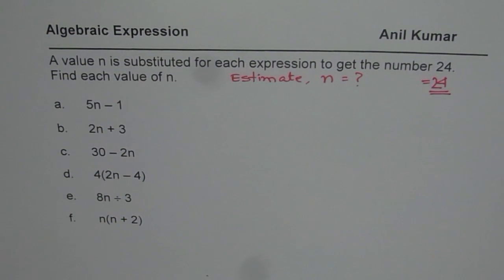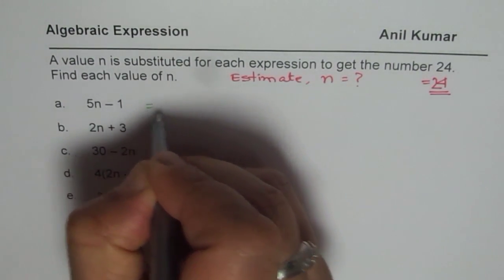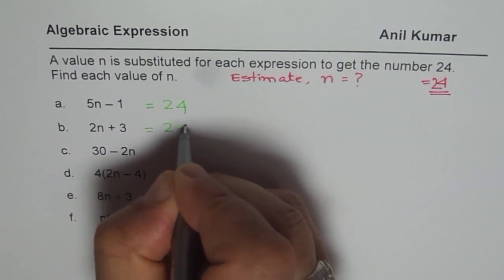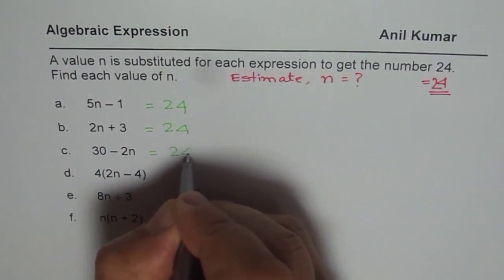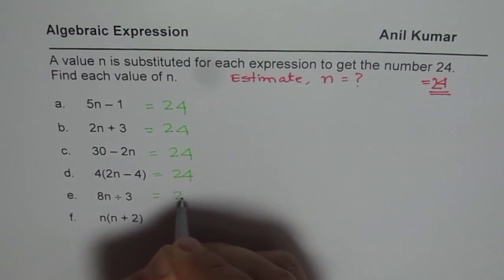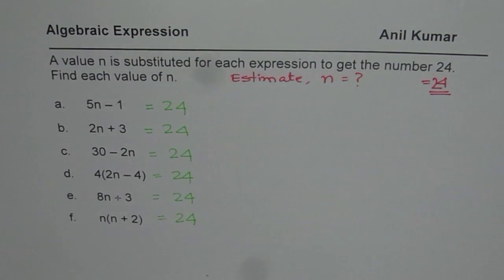So what we're looking for here is that each expression should be equal to 24. So let me write the number 24 here just to remind us that this expression value should be 24. And what is that value of n which can do so? That is how you need to think about it.